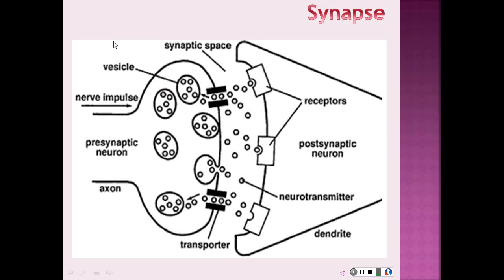So here, we're going to look at the diagram. Here is your presynaptic neuron, and here is your postsynaptic neuron. Here you have various vesicles that will carry the neurotransmitters, and your various channels on the presynaptic neuron. On the postsynaptic neuron, you're going to have receptors that are going to receive the neurotransmitter that's being released, and then it'll travel up the postsynaptic neuron.